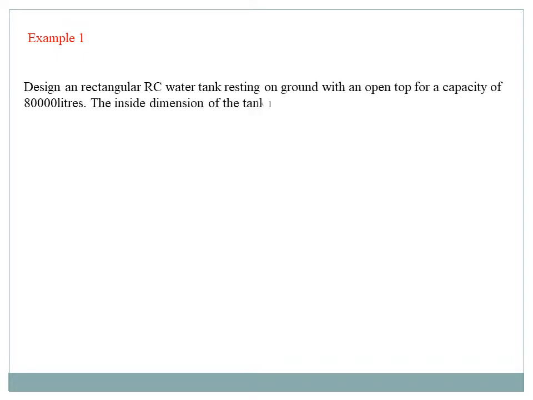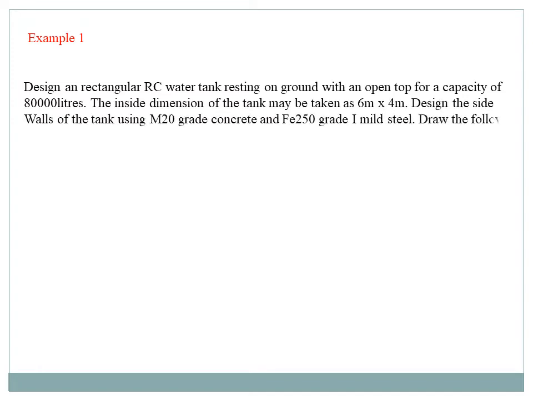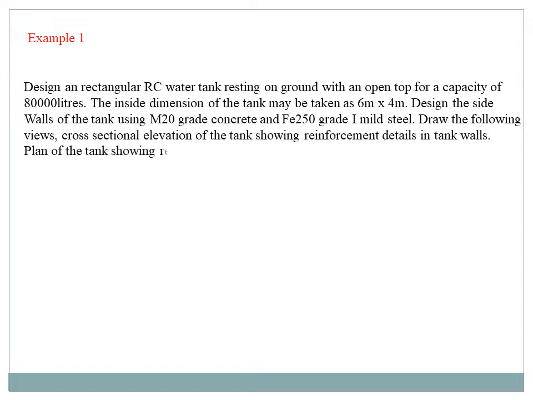So example: design a rectangular RC water tank resting on the ground with the top open for a capacity of 80,000 liters. The inside dimension of the tank may be taken as 6 meter into 4 meter. Design the side walls of the tank using M20 grade concrete and Fe 250 grade mild steel. Draw the following views: the cross-sectional elevation of the tank showing reinforcement details in the tank walls, and the plan of the tank showing reinforcement details.